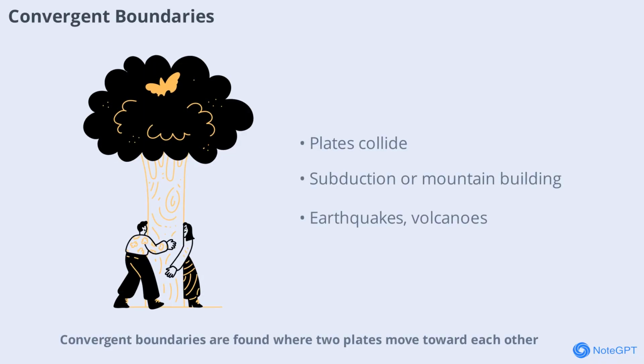Convergent boundaries are found where 2 plates move toward each other. This can result in one plate being forced beneath the other in a process called subduction, or the plates may collide and crumple to form mountain ranges. The Himalayas, for example, were formed by the collision of the Indian and Eurasian plates. Subduction zones are also sites of intense volcanic and earthquake activity.